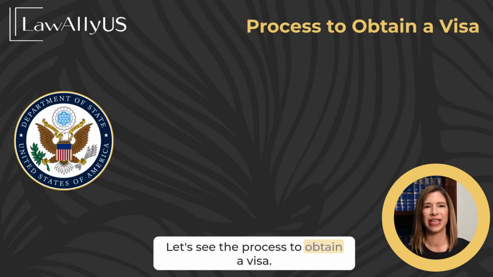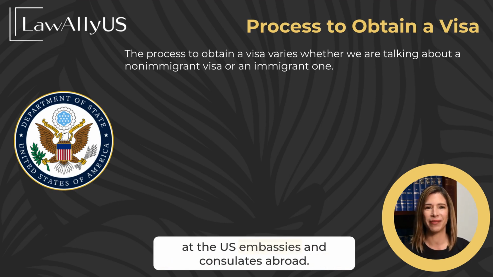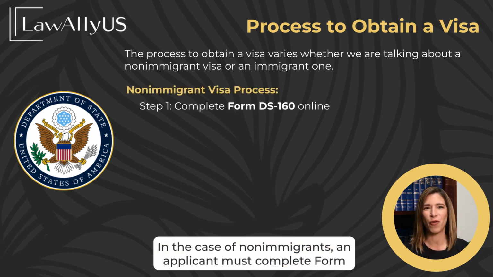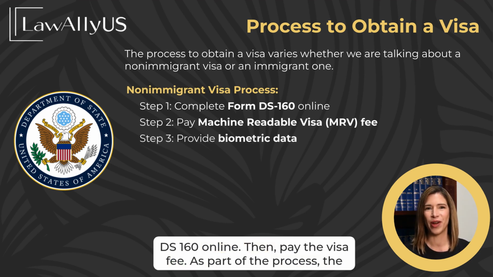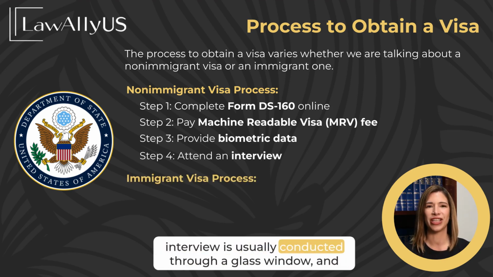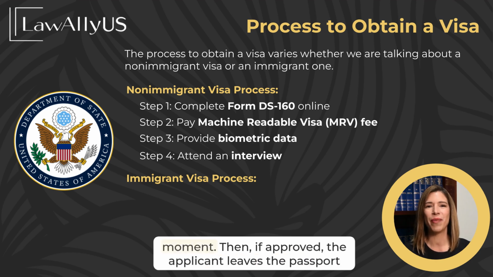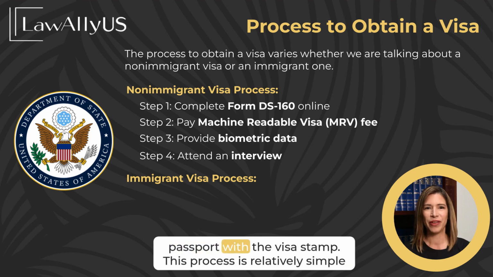Let's see the process to obtain a visa. The most important thing to know is that visas are only given at the U.S. embassies and consulates abroad. In the case of non-immigrants, an applicant must complete Form DS-160 online, then pay the visa fee. As part of the process, the applicant gets fingerprinted and then attends a visa interview. The interview is usually conducted through a glass window, and only a few questions are asked. The officer decides at the moment. Then, if approved, the applicant leaves the passport and contact information. The embassy mails the applicant the passport with the visa stamp. This process is relatively simple and fast.